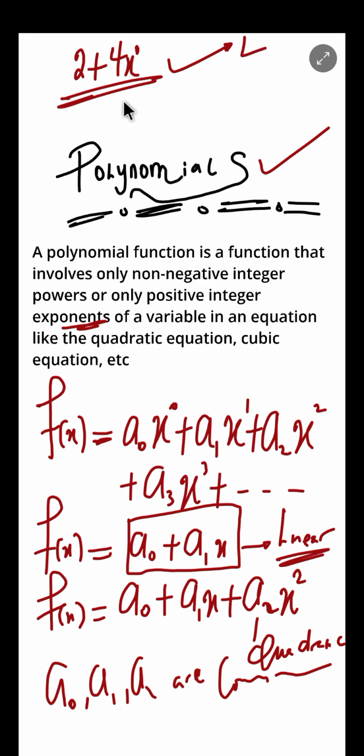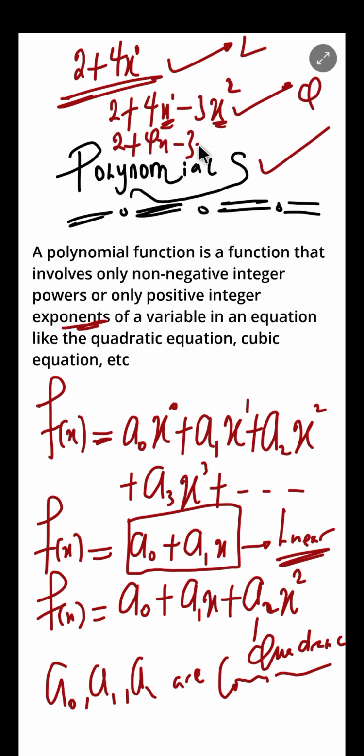But when you have something of this nature, 2 plus 4x, then minus 3x squared, if you look at this, the variable here is x, and the highest degree you have on this x is 2. So whenever the highest degree you have on a variable is 2, then it is said to be quadratic. We have the cubic equation too. Something of this nature, 2 plus 4x minus 3x squared, then plus 5x cubed. Then this is what? This is a cubic equation.